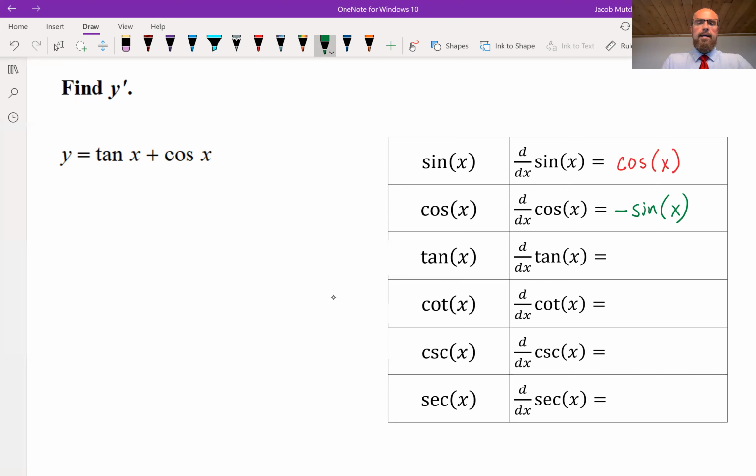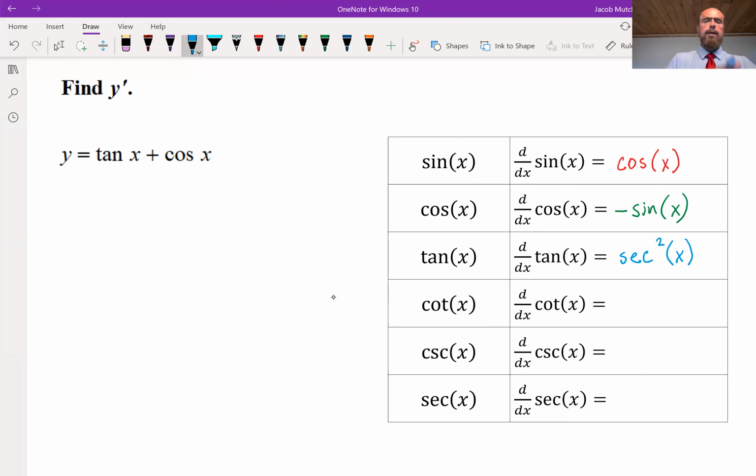We also need to catch the derivative of tangent of x. So let's go ahead and fill that in while we're here on our table. If I've got tangent of x, the slopes of the tangent lines to the tangent function will be equal to secant squared of x. So we see there's a relationship between the slopes of the tangent lines to the tangent function and the secant of x function, secant squared of x, in fact.